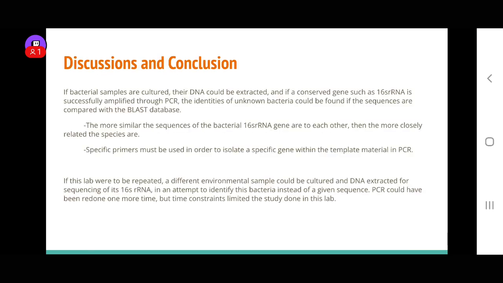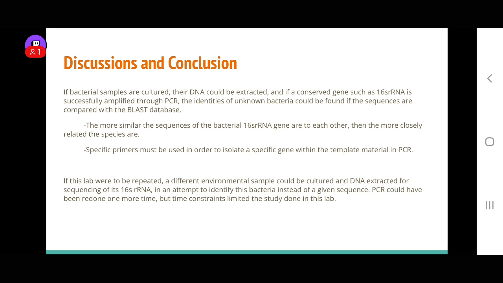From the observations and the carrying out of the lab, it can be concluded that if bacterial samples are cultured, their DNA could be extracted. If a conserved gene such as the 16S rRNA is successfully amplified through PCR, the identities of unknown bacteria could be found if the sequences are compared within the BLAST database of known genetic sequences.